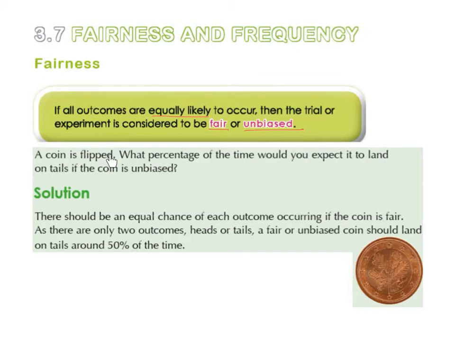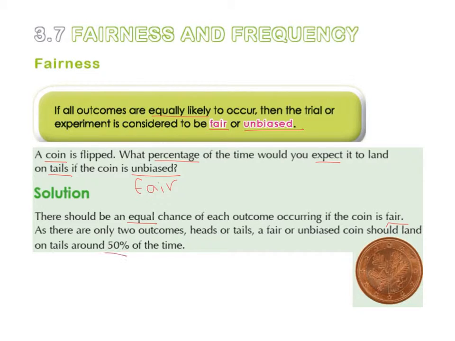A coin is flipped. What percentage of the time would you expect it to land on tails if the coin is unbiased? So if the coin is a fair coin, there should be an equal chance of each outcome occurring. As there are only two outcomes, heads or tails, a fair or unbiased coin should land on tails around 50% of the time.